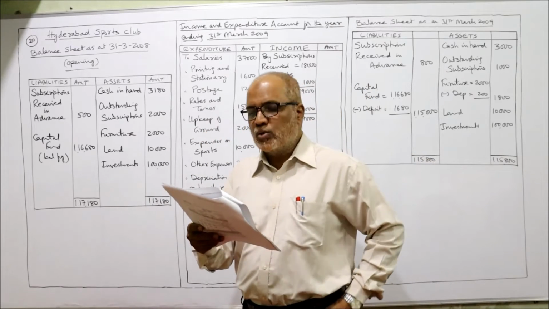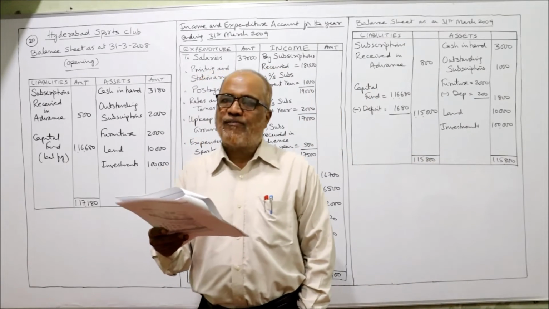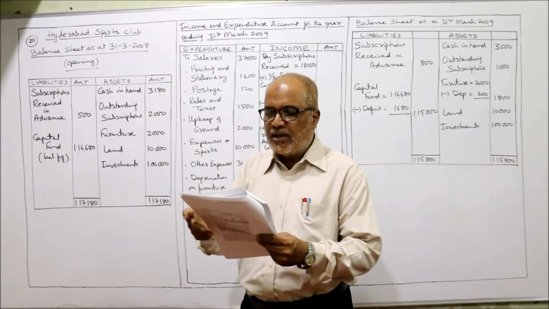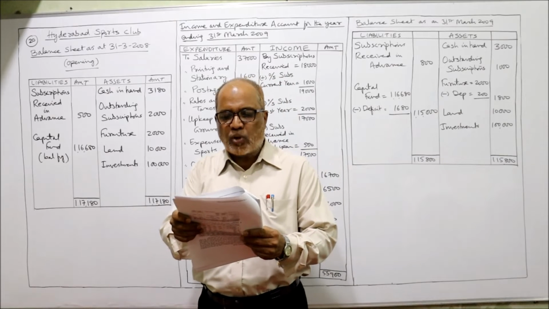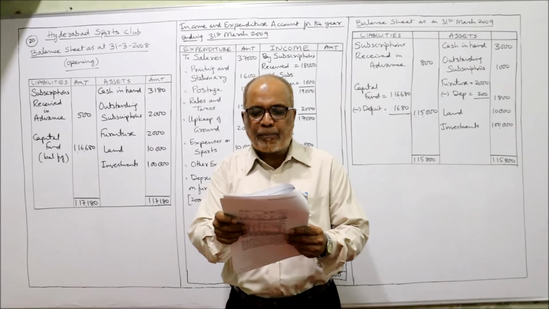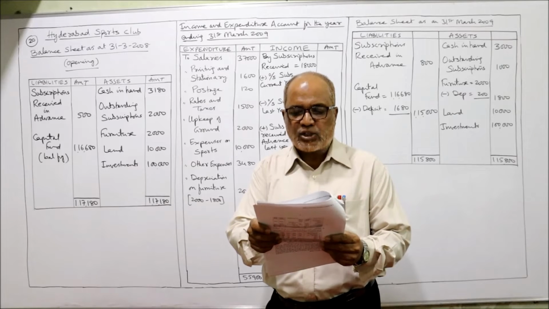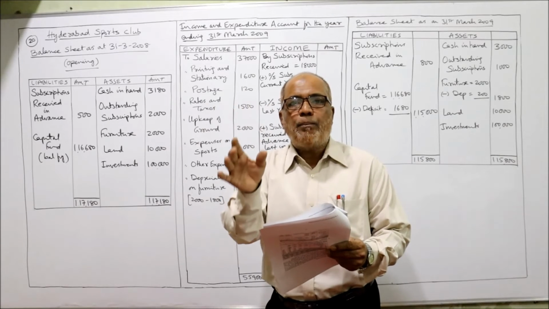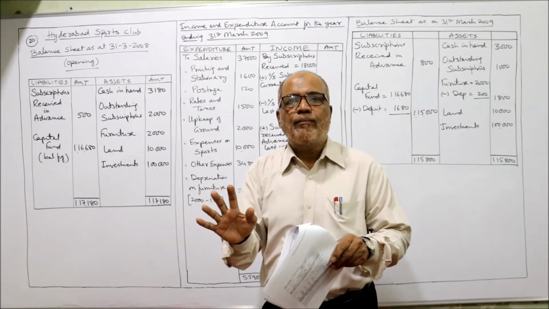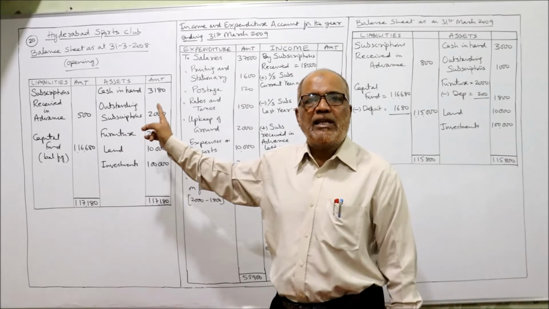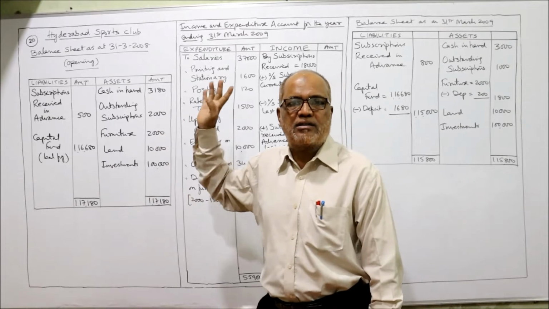Now on the payment side, you see salaries to staff, it's a revenue expenditure. We will take it on the expenditure side. Then printing and stationery, postage, rates and taxes, upkeep of land, expenses on sports, other expenses. That means all the payments are revenue payments, revenue expenditure. So all the payments will be taken on the expenditure side.